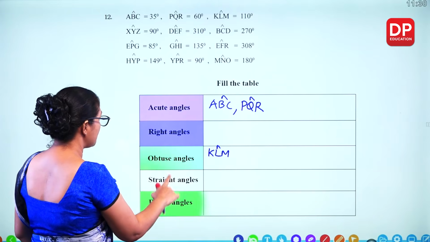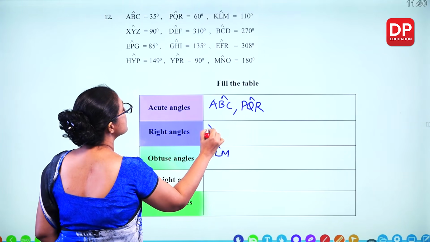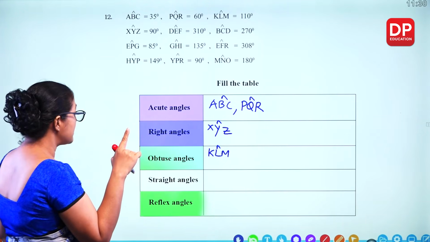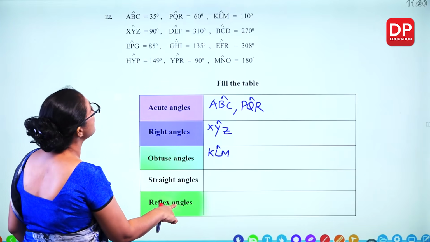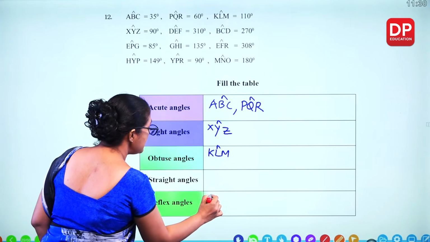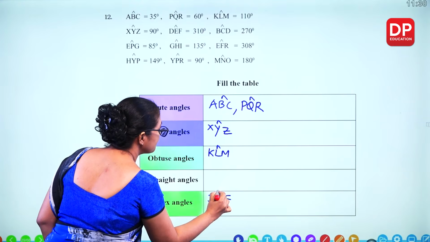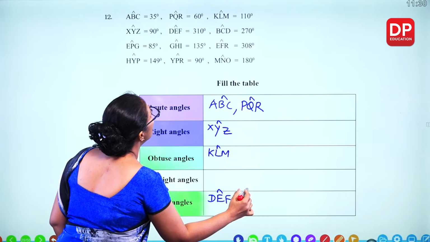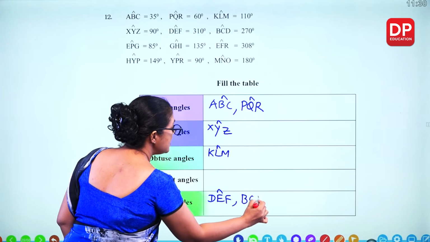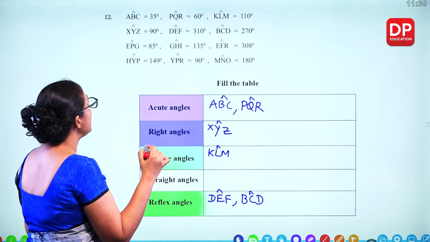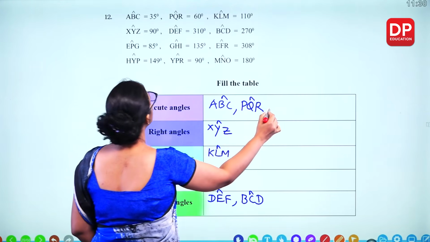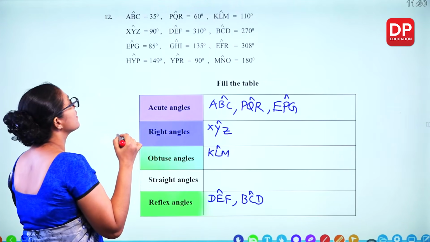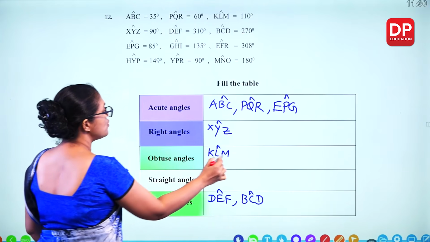90 degrees, that means right angle. X, Y, Z. 310, that's more than 180, reflex angle. So that's DEF. 270 also reflex angle. BCD. 85, that's acute. EPG. 135, obtuse.